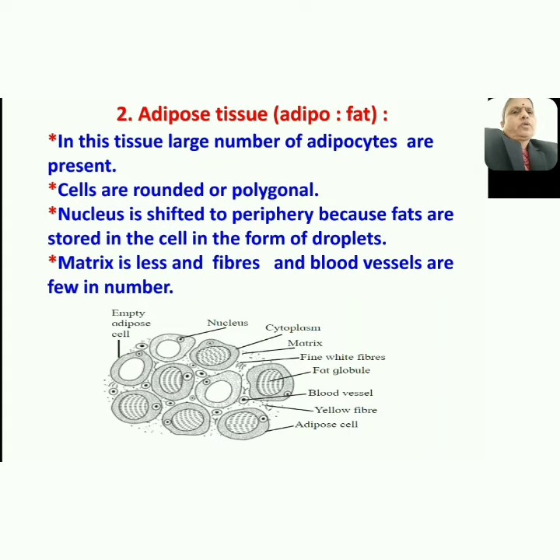Because fats are stored in the center of the cell, and they are formed in the form of droplets. Matrix is less and fibers are few. Blood vessels are few in number. This is the adipose tissue. Function: storage of fat. Here in the diagram, fat cells are there.